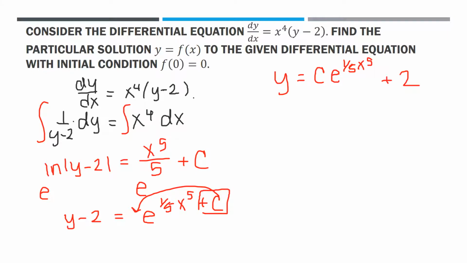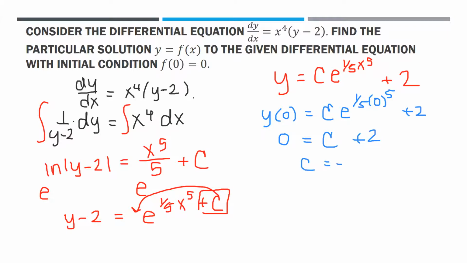We're going to add over that 2. And then what we're going to do now is find y of 0. So this is 0. And then we have our c, e to the 1/5 times 0 to the 5th plus 2. So that becomes c because e to the 0 is 1. So what that means is my c value is -2. So my particular solution is y equals -2 e to the 1/5 x to the 5th plus 2.